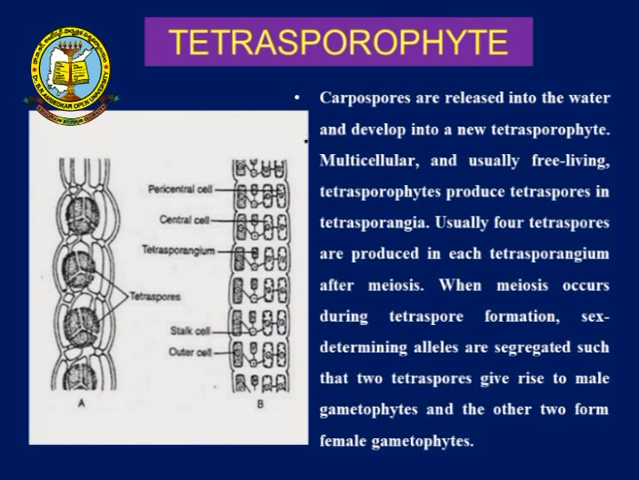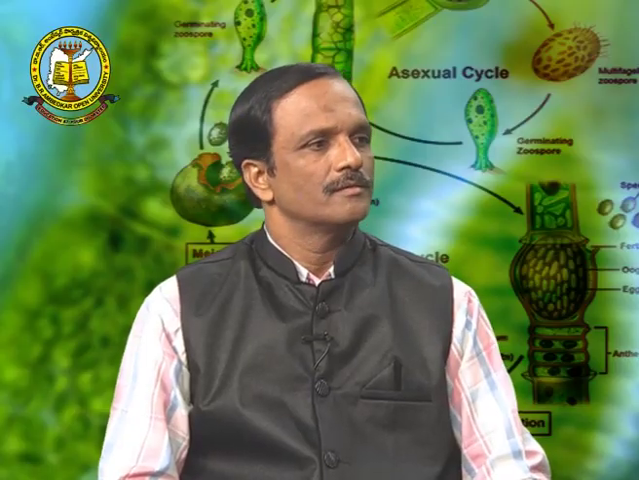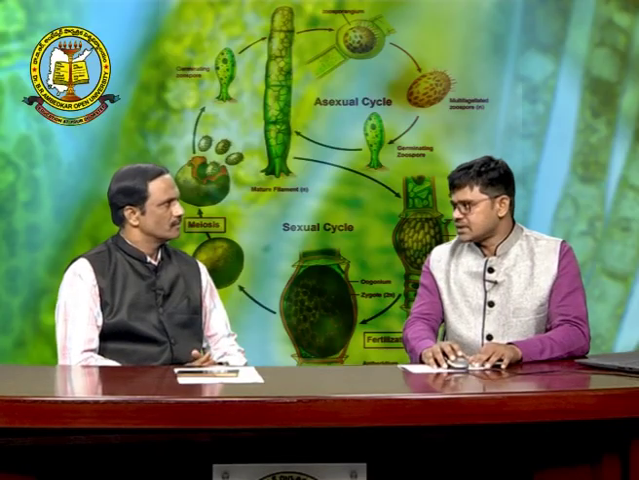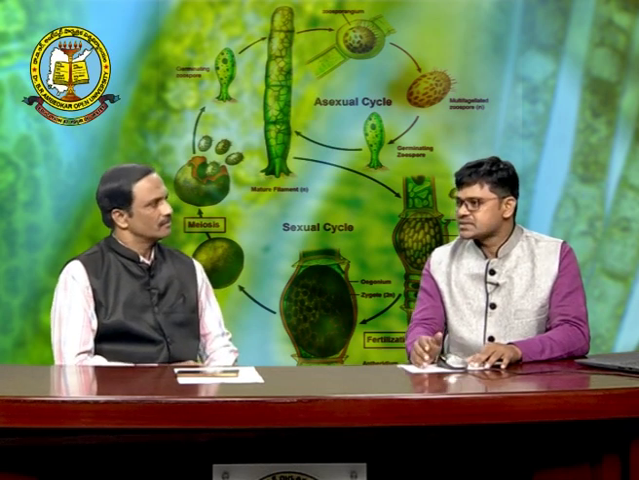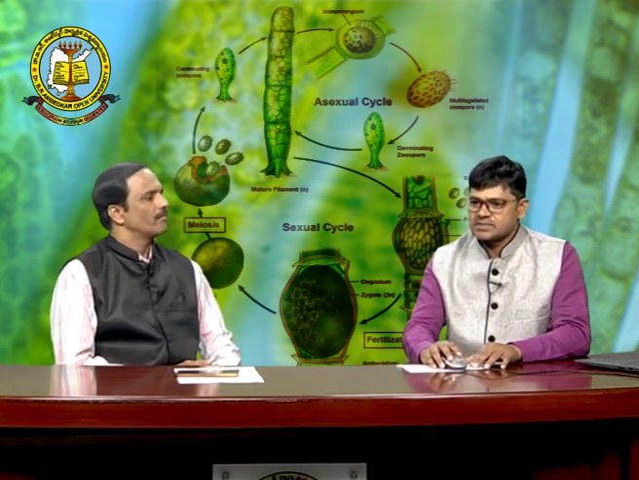Polysiphonia gametophytic thallus. Now the class started with the gametophytic thallus, the gametophytic stage. Later comes the second stage, the carposporophyte stage. After formation of the zygote, the zygote develops as a carposporophyte. In the carposporophyte, the carpospores are released, and these carpospores again develop as a tetrasporophyte. Now the tetrasporophyte develops again into a gametophytic thallus. So mainly three stages are there: the gametophytic stage, the carposporophyte stage, and the tetrasporophyte stage.